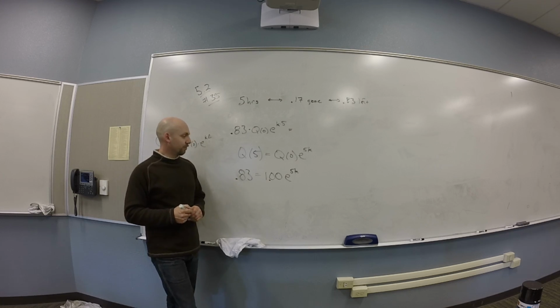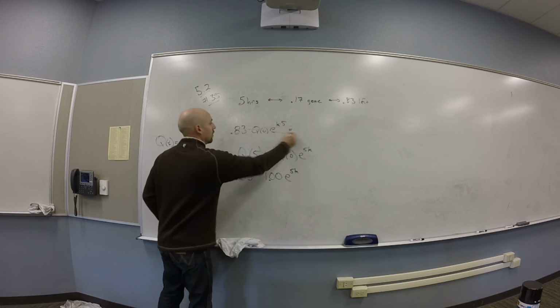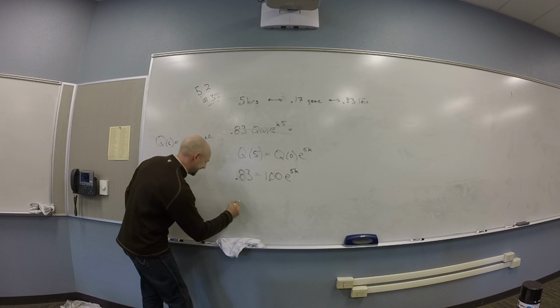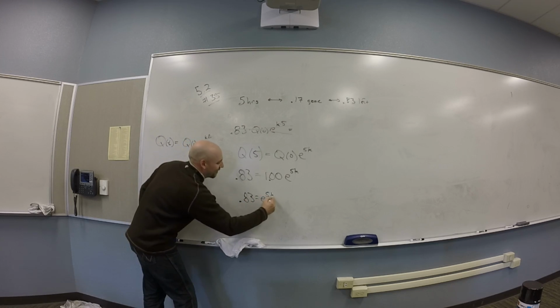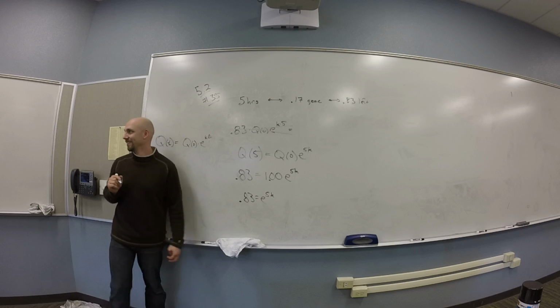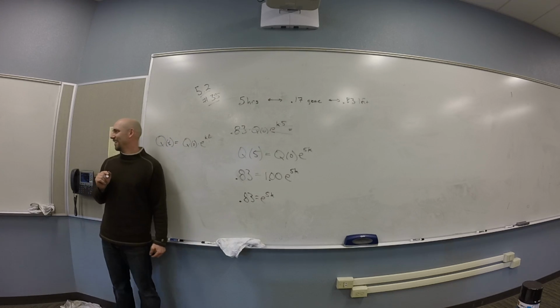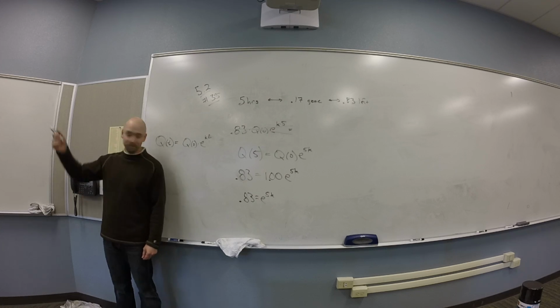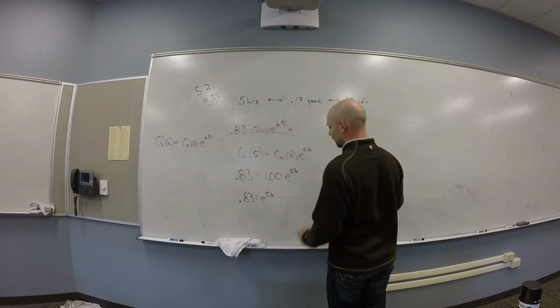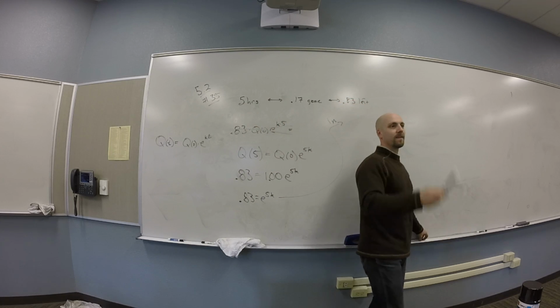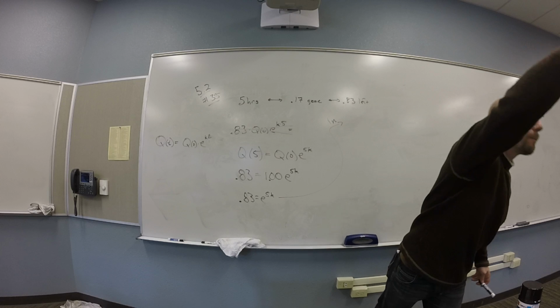Once I'm here, what do I do? Divide by 100%. Okay. It's a really chill step. Basically drop the 1, right? You don't need that. Then what? Take your natural log of both sides. Then natural log both sides. And then divide by 5.